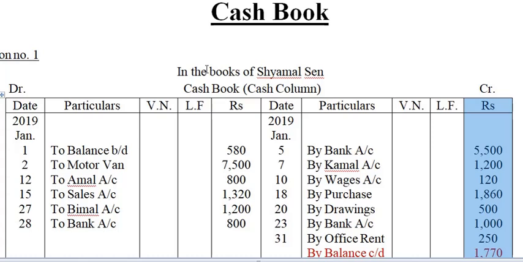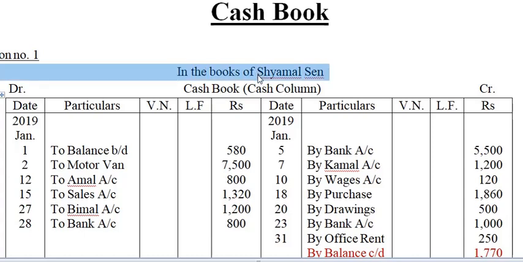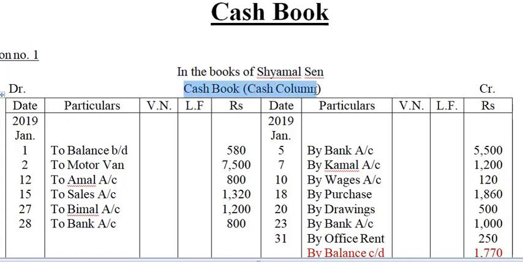So this is your question number 1, and this is your pro forma of cash book. On top you must write in the books of the name of the proprietor. Here it is Shyamal Sen. If the name is mentioned, then you will write the name, but if the name is not mentioned, then you will simply do this dot dot. After that you will write here cash book, and in the bracket you must mention what it is. Don't write single column, just mention cash column.